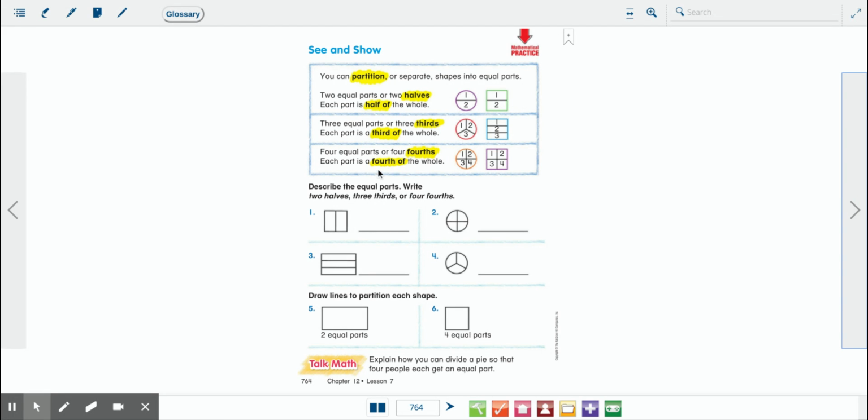And we can also break up shapes sometimes into 4 equal parts, or 4/4. Each part is a fourth of the whole. So this is a fourth, this is 1/4, this is 1/4, and this is 1/4 of the circle. So let's look at our square. Does our square have 2 halves, 3/3, or 4/4? We see that it's broken into 2 equal parts. So that means we have 2 halves.